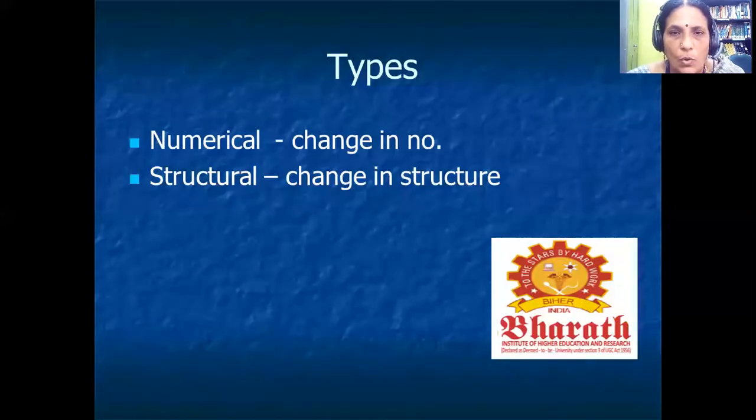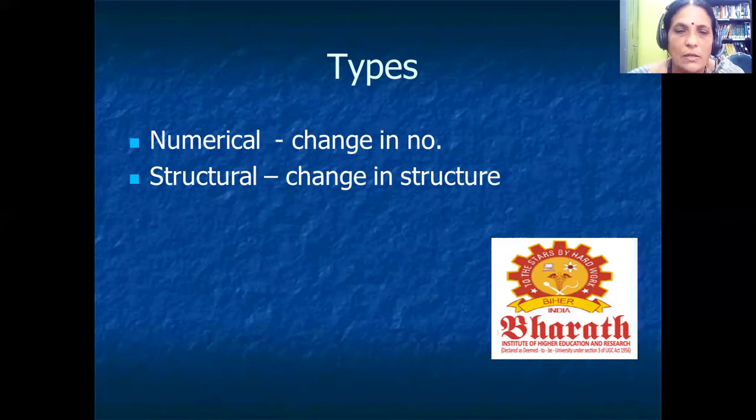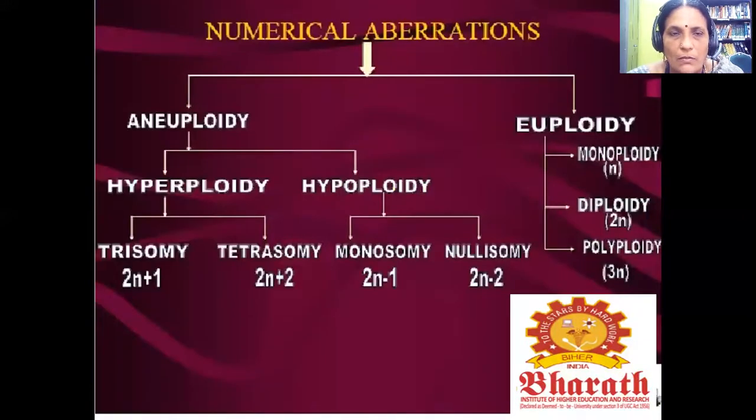You see the chromosomal aberration types. The first one is numerical aberration, which is a change in number. Then structural aberration, which is a change in structure. First, we see this numerical aberration.